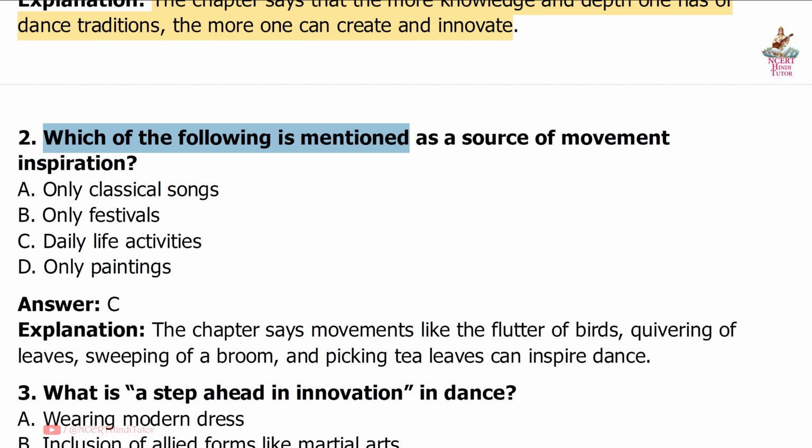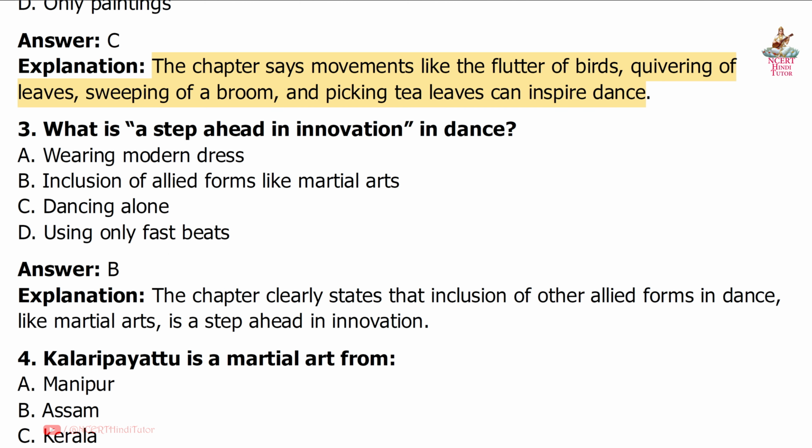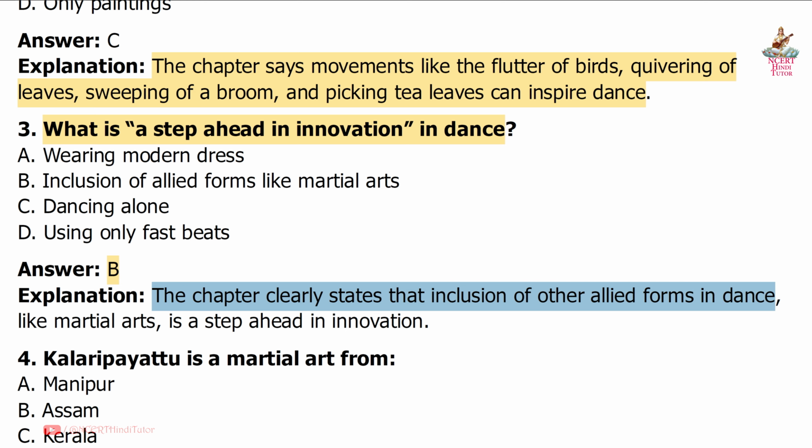2. Which of the following is mentioned as a source of movement inspiration? Answer C. Explanation. The chapter says movements like the flutter of birds, quivering of leaves, sweeping of a broom, and picking tea leaves can inspire dance. 3. What is a step ahead in innovation in dance? Answer B. Explanation. The chapter clearly states that inclusion of other allied forms in dance like martial arts is a step ahead in innovation.